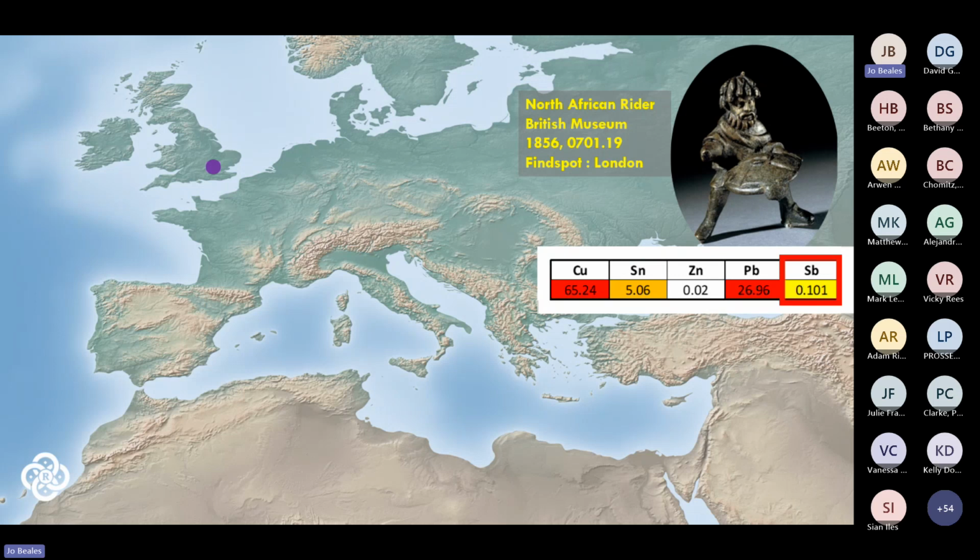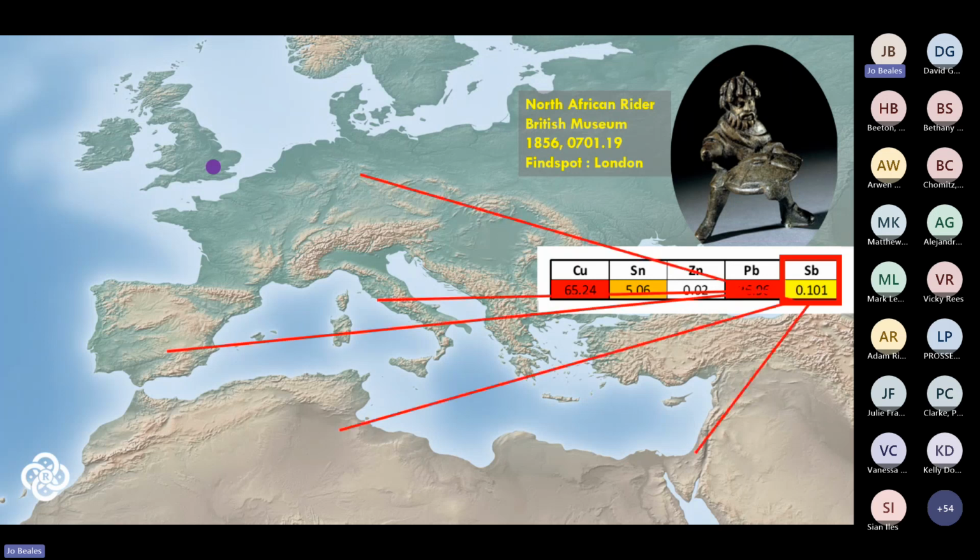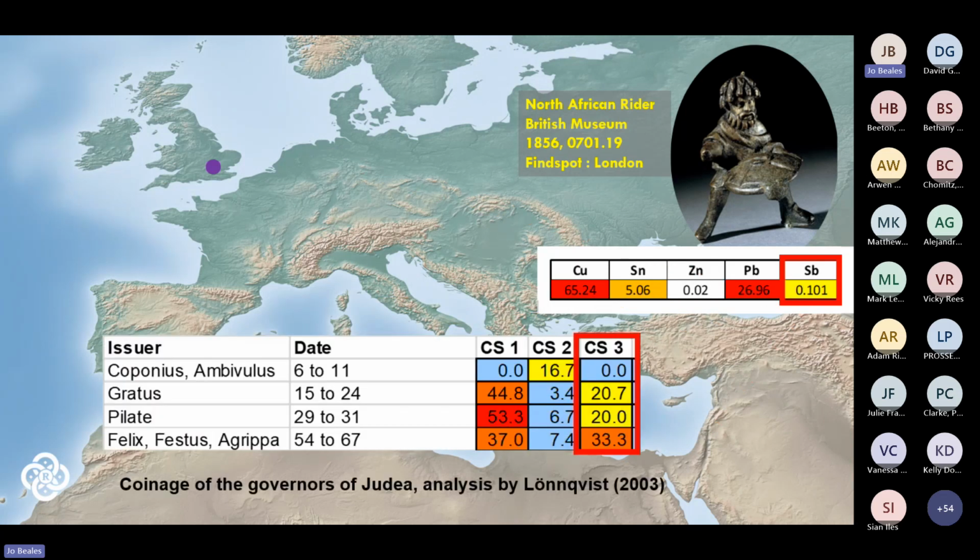This is one of the things we analysed, which has this antimony signal, and it's described in the British Museum catalogue as a North African rider. And the closest chemical parallels here show up basically all over the empire, but only for a brief burst of activity. It's incredible. It shows up in Judean coinage.